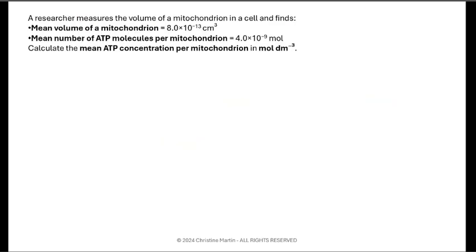So let's just go through and try a couple more to see if we can get this. So we've been told that a researcher measures the volume of a mitochondrion in a cell and finds that the mean volume of a mitochondrion is 8.0 times 10 to the minus 13. Again, they've given it to us in centimeters cubed, and then they've told us about the mean number of ATP molecules as being 4.0 times 10 to the minus 9.